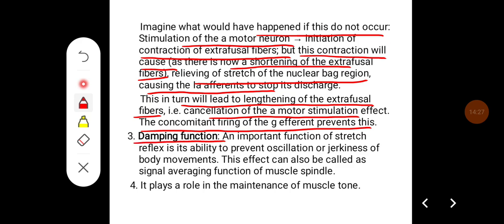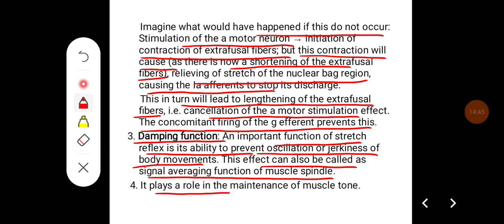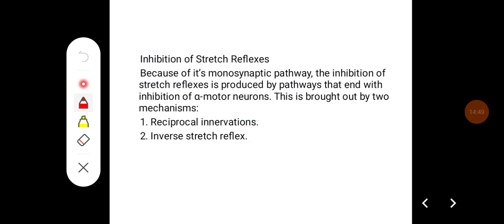Another function is the damping action. An important function of the stretch reflex is its ability to prevent oscillation or jerkiness of body movements. This effect can also be called the signal averaging function of the muscle spindle. And the fourth function is that it plays an important role in the maintenance of muscle tone.